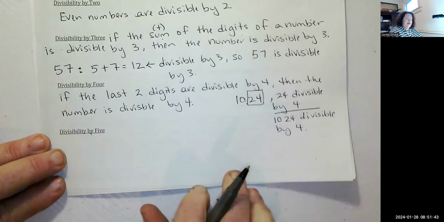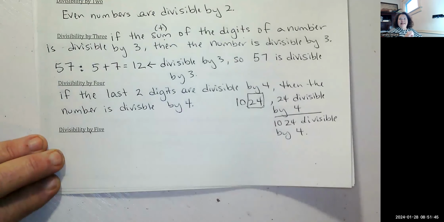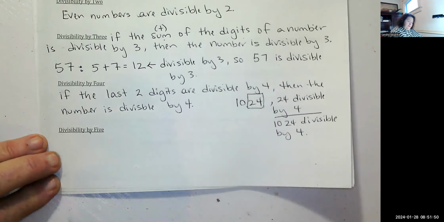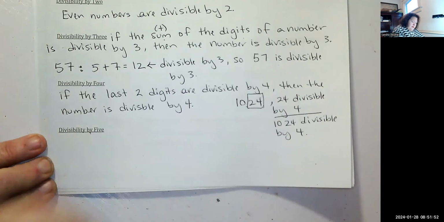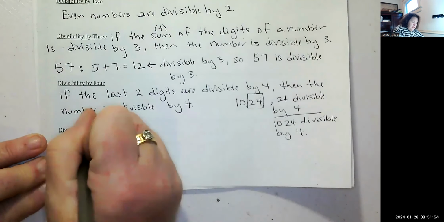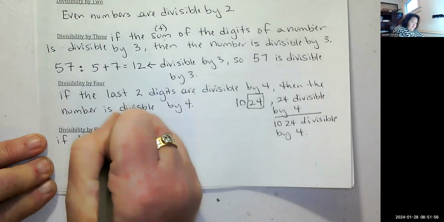Divisibility by 5: if the number ends in 0 or 5, period, the number is divisible by 5.